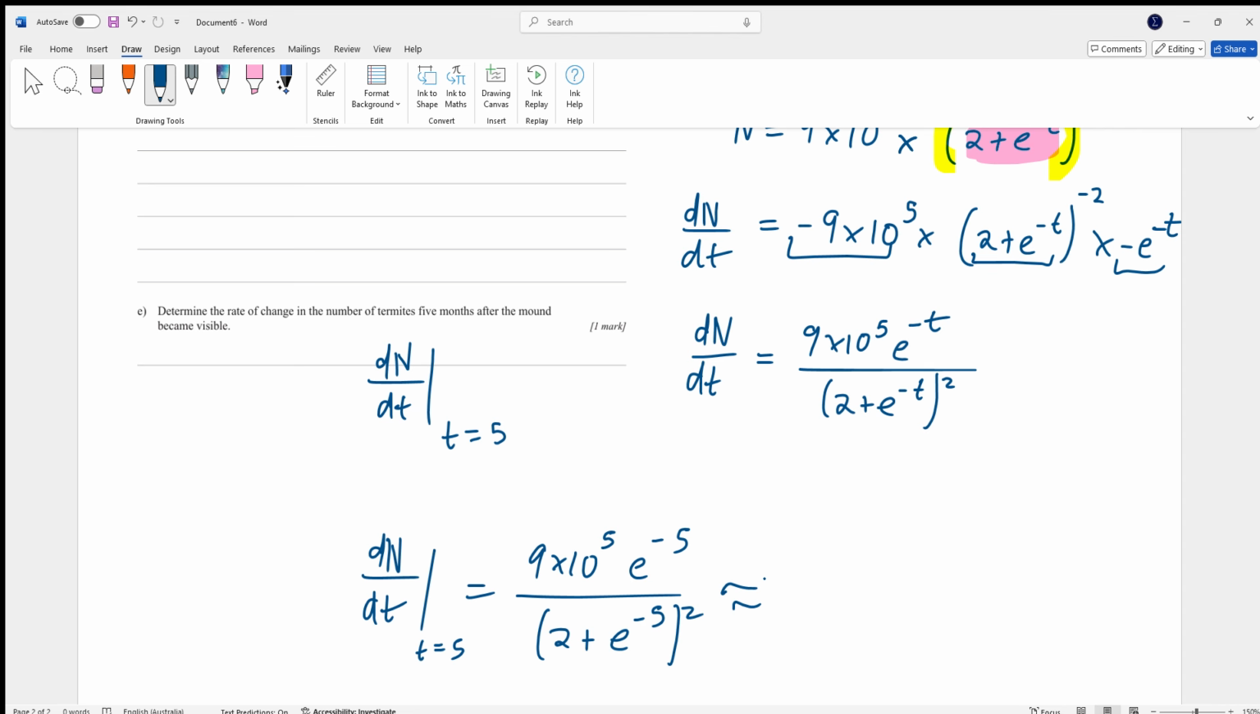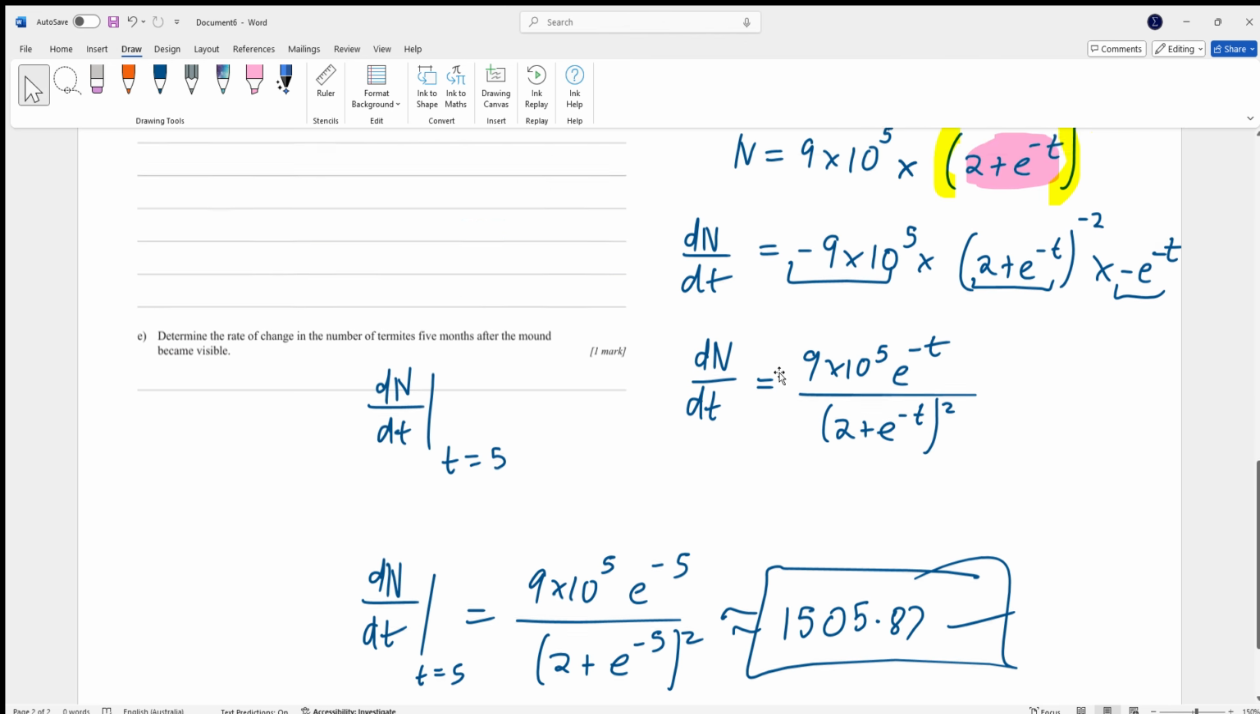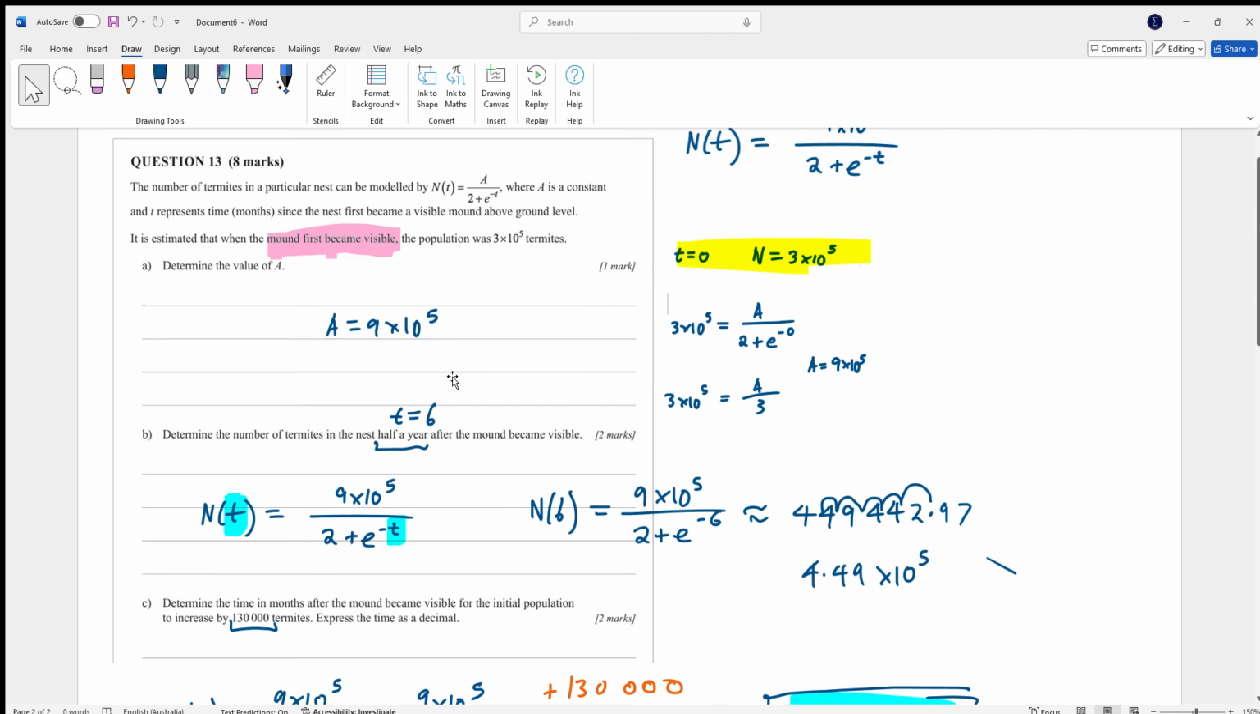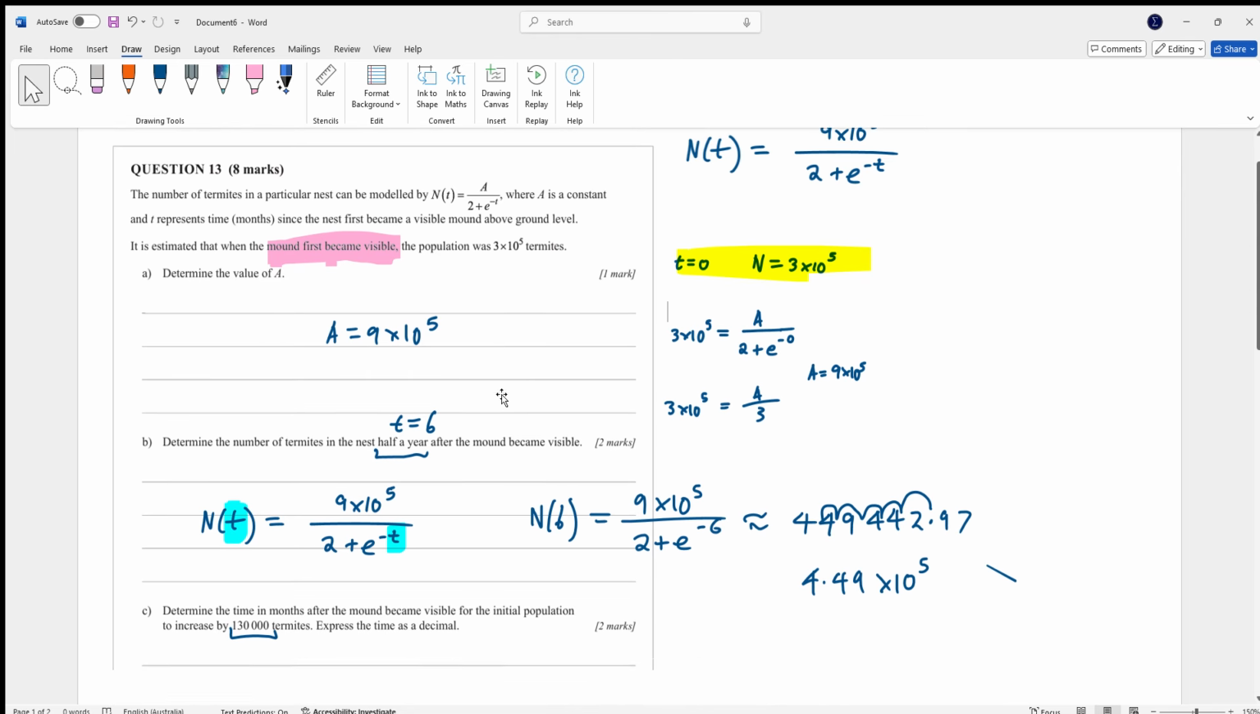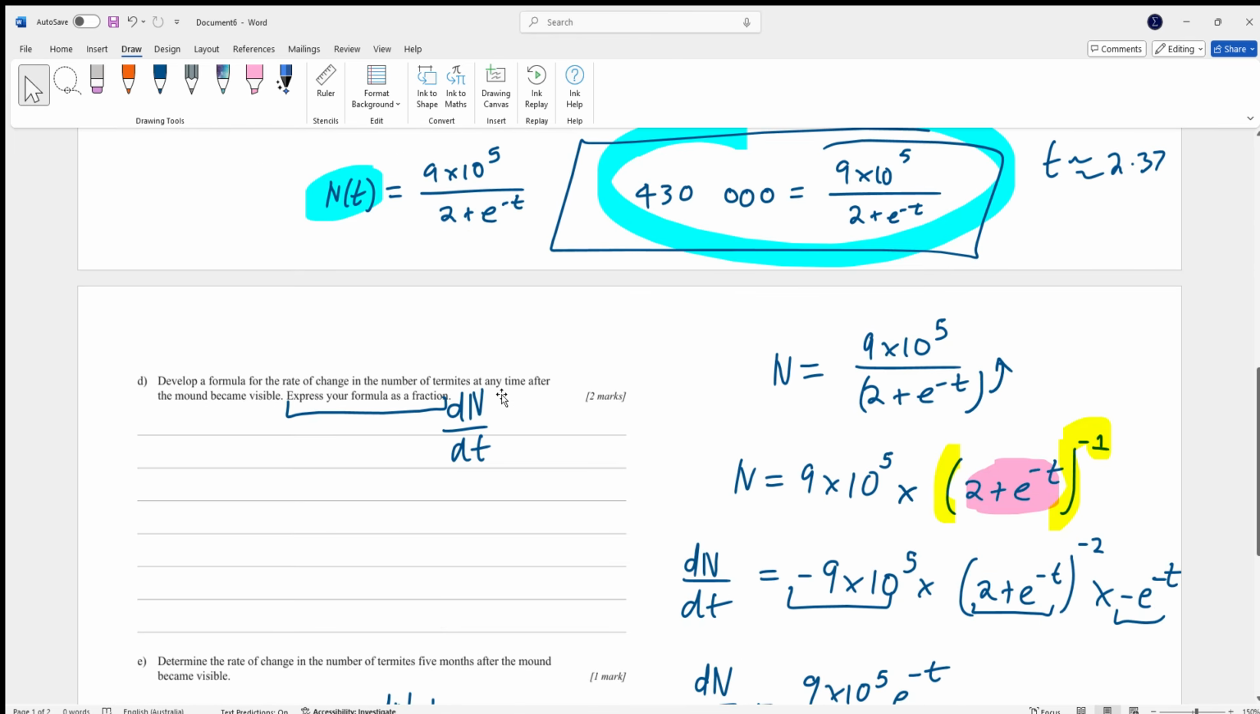Alright, let's see what this one gives us. Okay, so roughly this amount here. So this is in terms of termites per month because it's a rate of change here. So when it's at 5 months, the rate of change is 1,500 termites per month roughly at that moment. Now who knows, it might increase or decrease. It's probably going to change a lot because it's an exponential model. But yeah, that's how you do question 13 for this methods exam.